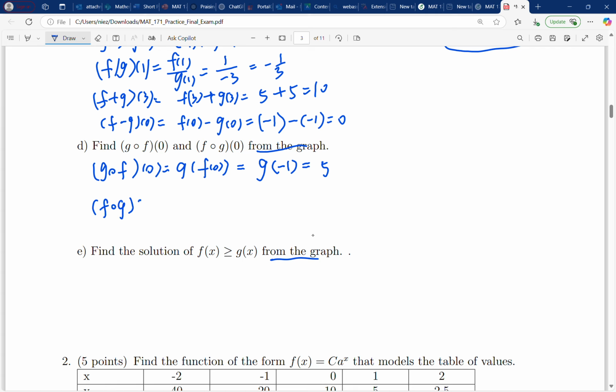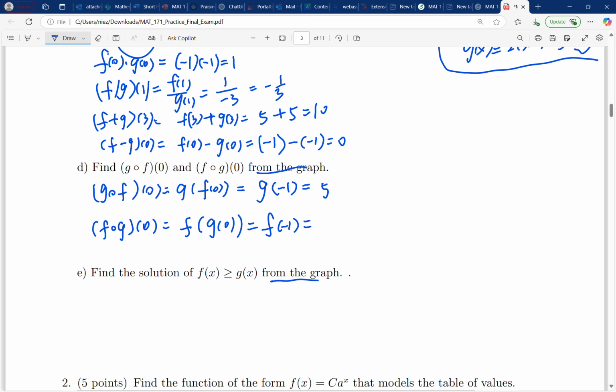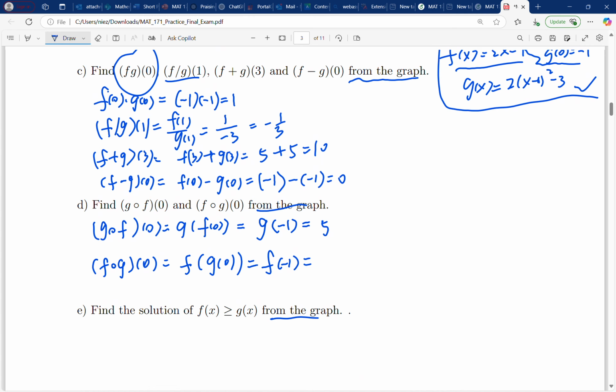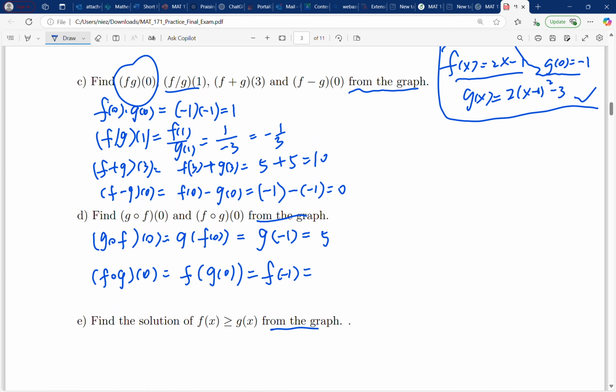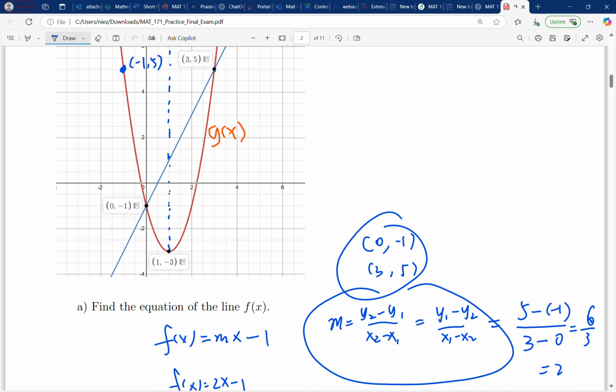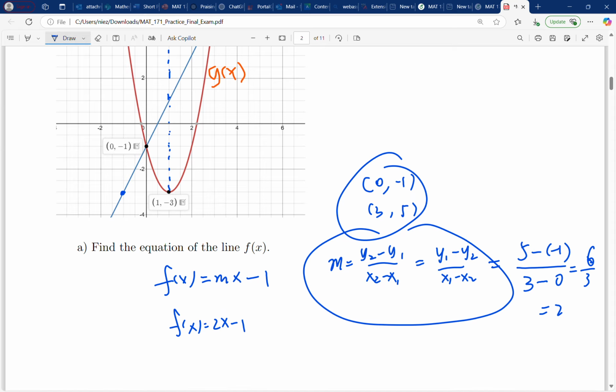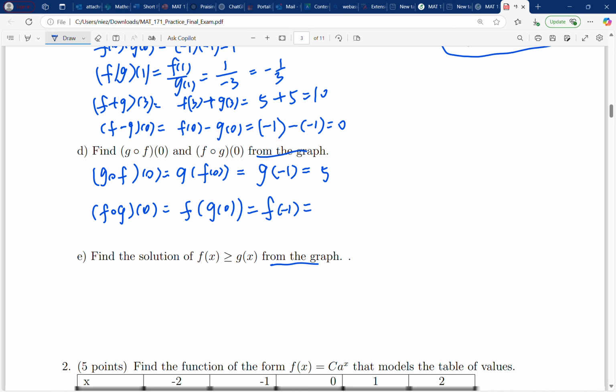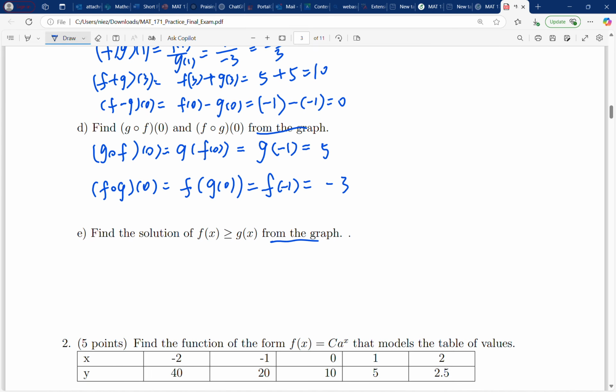F circle J of 0: write the definition first, it is equal to f of J of 0. J of 0 you already know is -1, or you can read it from the graph. So f of -1 is what? Check the graph. F of -1 is here, so it's -3. So you get it.